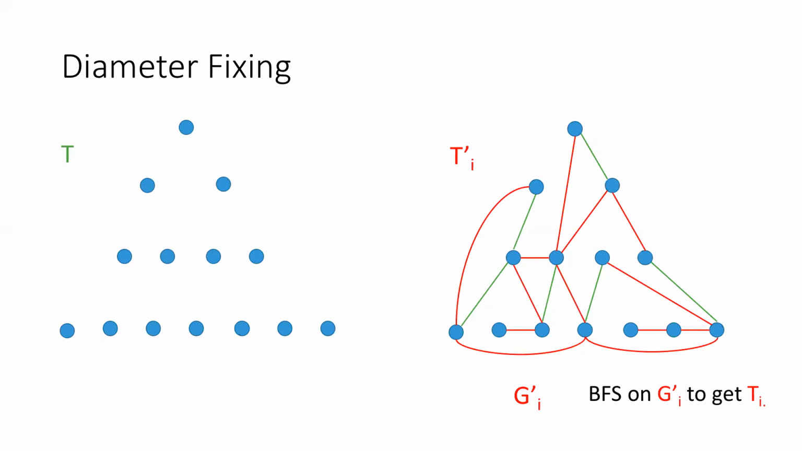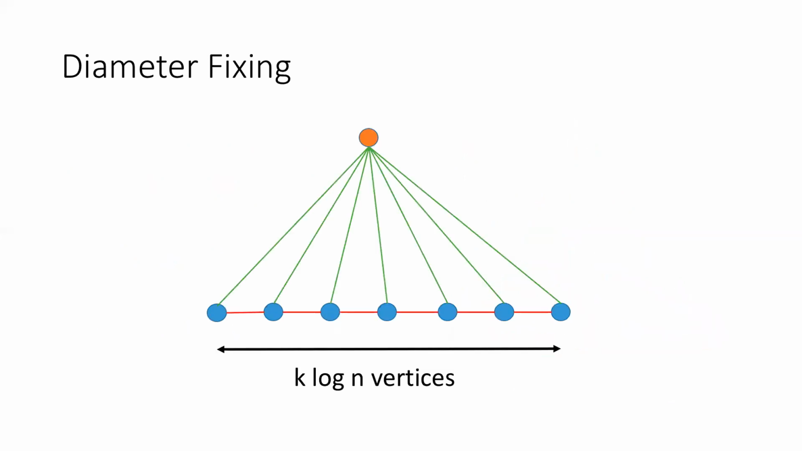Now it remains to bound the diameter of each T_i. Since T_i is just a spanning tree of G'_i, it suffices to bound the diameter of G'_i. So we now analyze the diameter of G'_i. We begin with a baby version. Assume our base graph is simply a line of k log n nodes, and the BFS tree is just one new node with an edge connecting it to every node in the base graph.